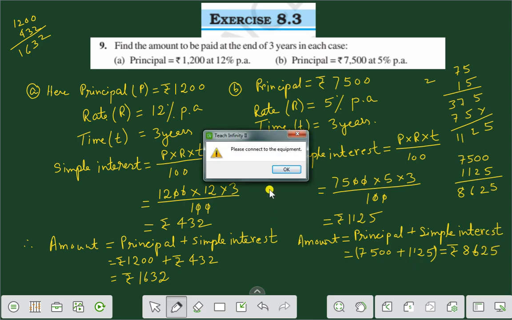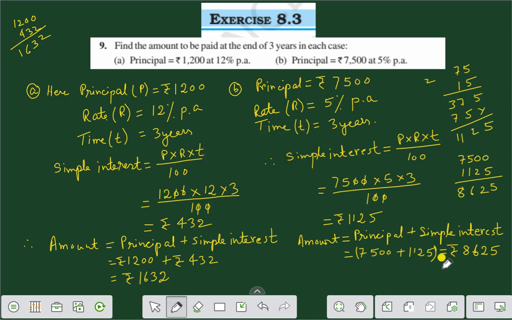That is the amount, right? What is the question? What is the amount? The amount here is rupees 8625. That is the answer.